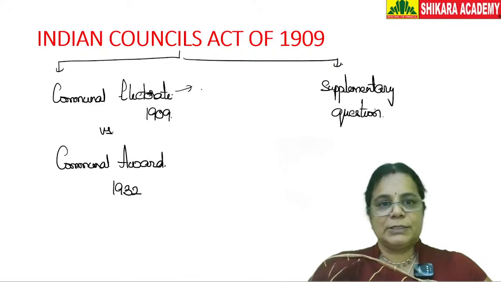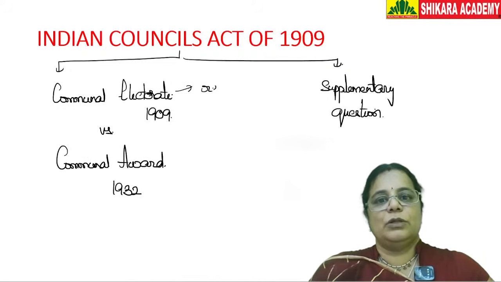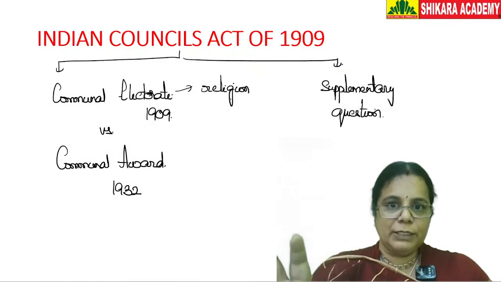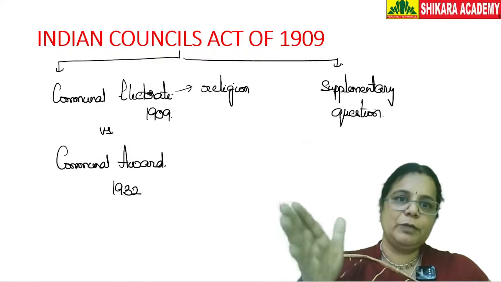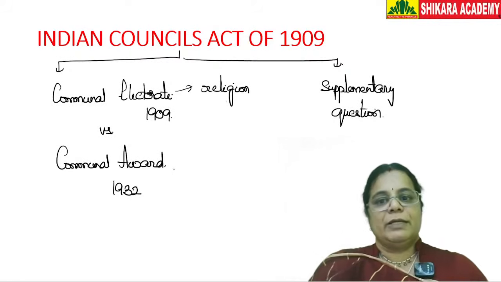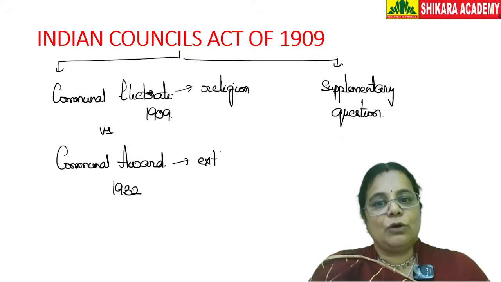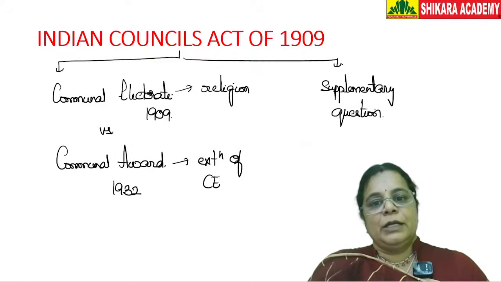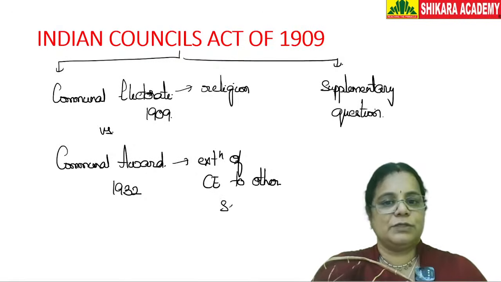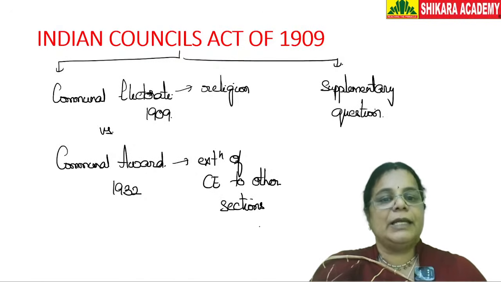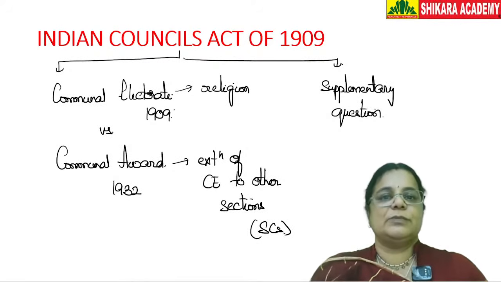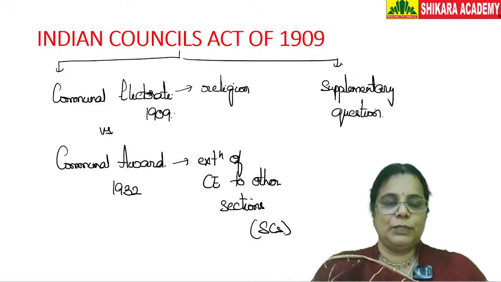Communal electorate is an election system where you grant the right to vote on the basis of religion. Only people belonging to a particular religion will contest the elections, and only people belonging to that religion will cast their vote. This is called communal electorate. Whereas communal award was an extension of communal electorate to other downtrodden sections of society in India, especially the scheduled castes. So this is more of a policy extension, whereas this is more of an election, a voting system, you can say.